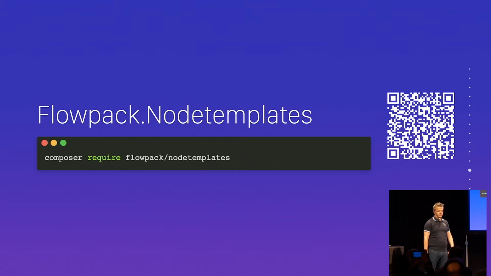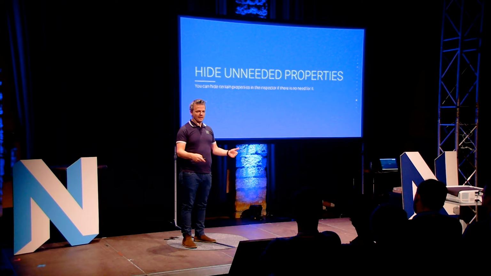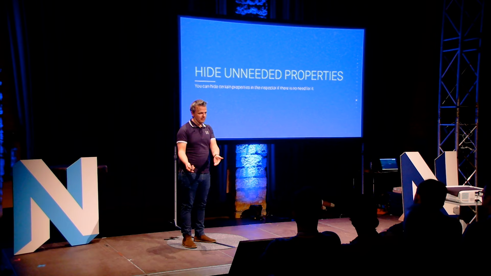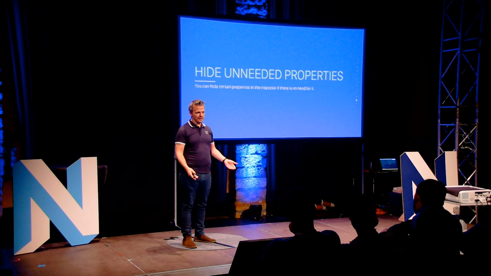Next one. Hide unneeded properties. Do you know that you can hide properties in the inspector if you don't need them, based on conditions? For example, if I have an image and I don't have the lightbox activated, I don't need the caption for the lightbox, right? And if I have a link, I don't need the lightbox checkbox, because it wouldn't do anything. You can't have a link and the lightbox at the same time.